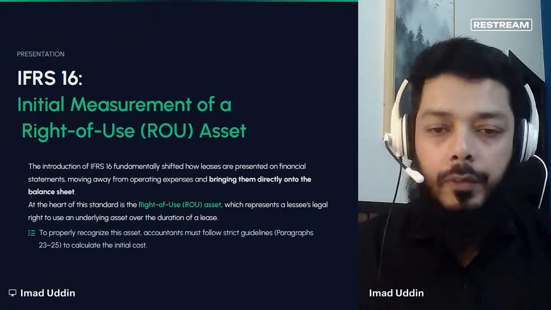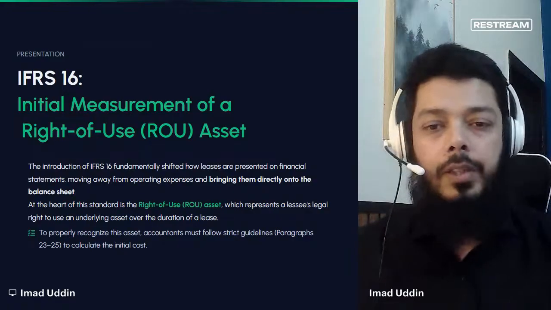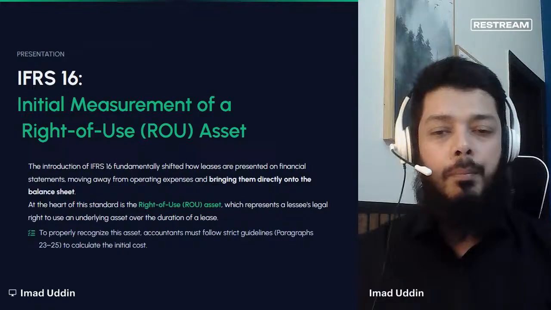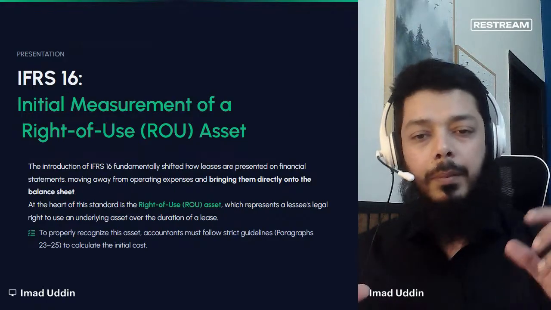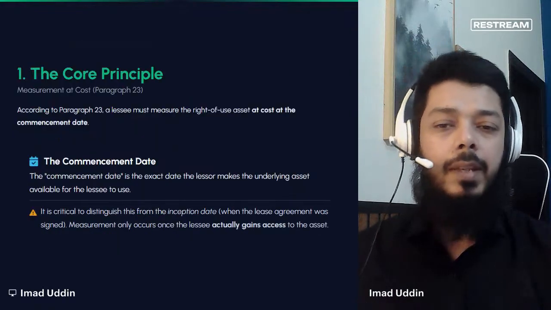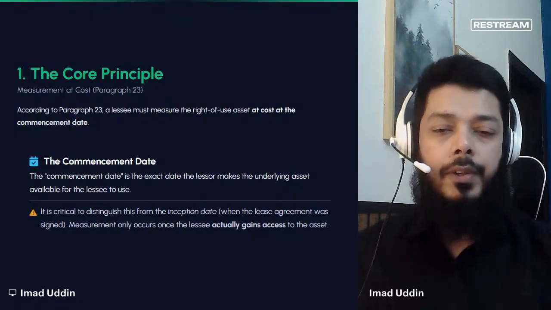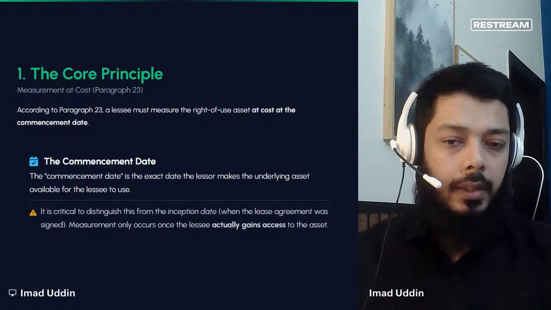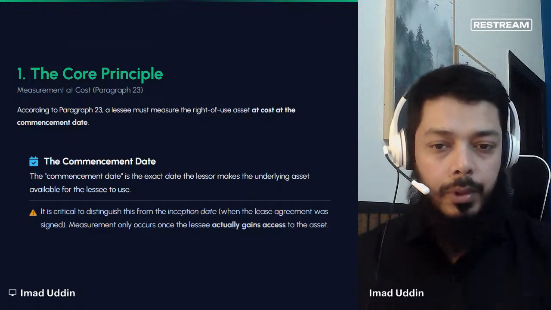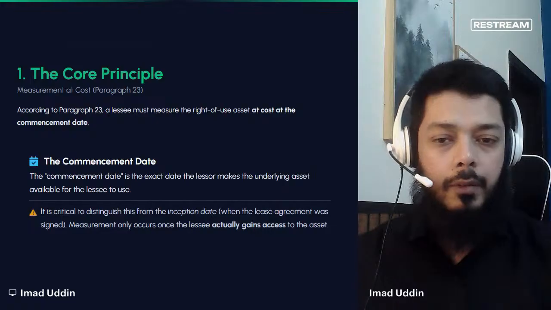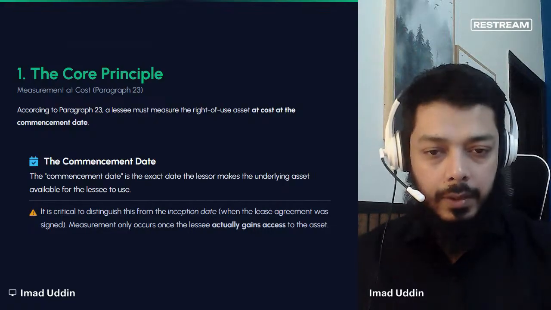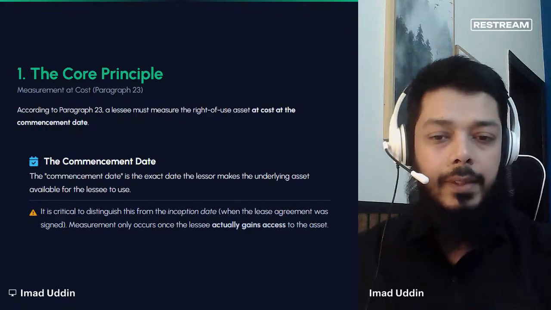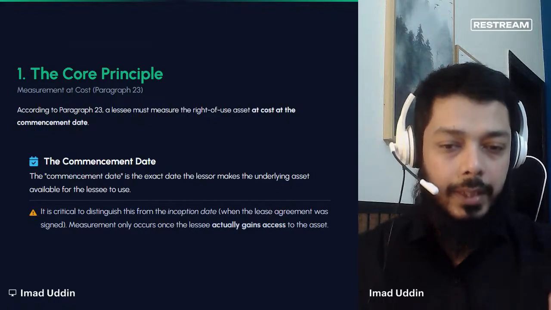So, initial measurement of right of use asset. How do we initially measure the right of use asset? As we all know, it is some component of the lease liability plus some other costs. So let's dive deep into what these costs are. But first, let's understand when we are measuring this right of use asset. We are measuring it at the commencement date, which is the date where the lessor makes the underlying asset available for use to the lessee.